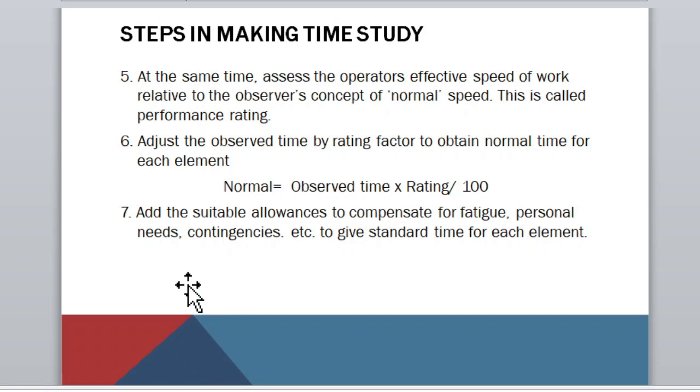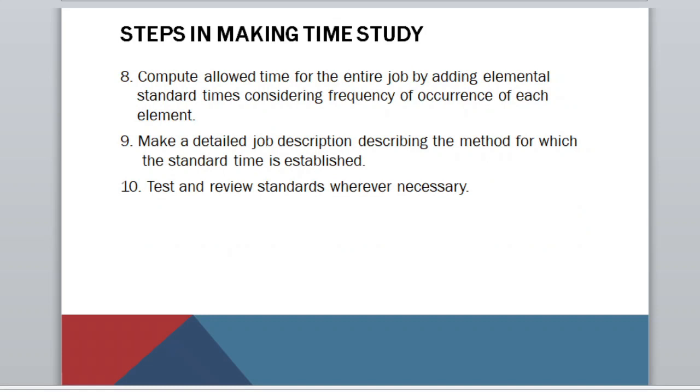And then add suitable allowances to compensate for fatigue, personal needs, and contingencies to give the standard time for each element. Later I will explain what these allowances are, so you won't be confused. And then compute the allowed time for the entire job by adding the elemental standard times, considering the frequency of occurrence of each element. If the elements repeat, you also have to assess it, maybe it is not necessary, so you can improve it.